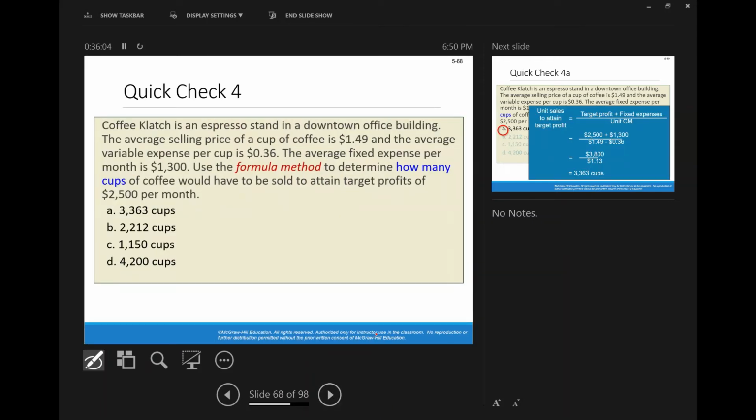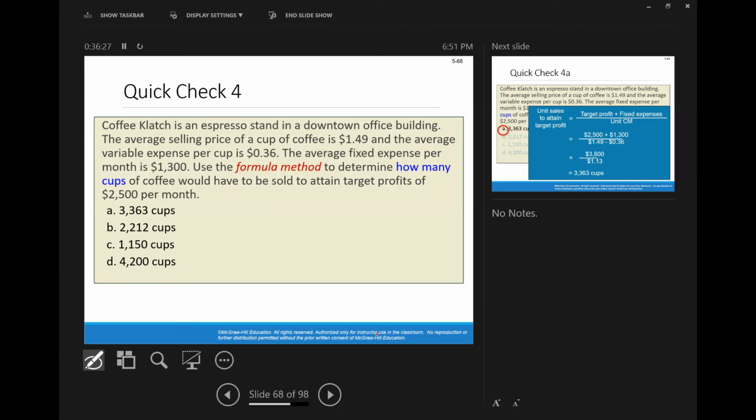Okay, so we're back to the coffee shop. It's the same numbers: $1.49 to sell, 36 cents is our variable, and the average fixed expense per month is $1,300. We're going to use the formula method to determine how many cups of coffee would have to be sold to attain a target profit of $2,500 per month.